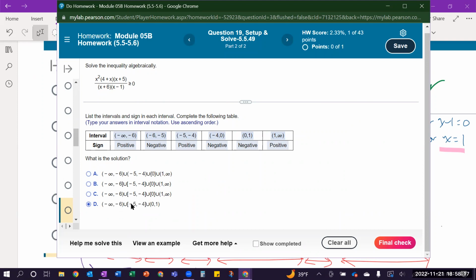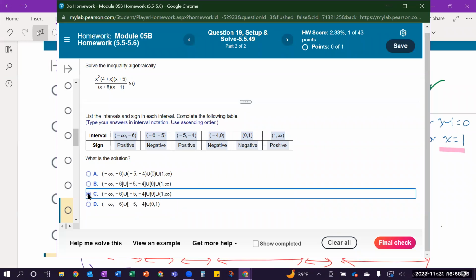So it would be not answer B because that has a bracket around -6. So A, and it's not A because it has parentheses around the -5 and the -4. So I think we're down to C, but I'm just going to double check it all. So I've got the parentheses around the -6 that I wanted. I've got the -5 and the -4 with a bracket. But yes, I have to have from 1 to infinity, not 0 to 1. I misread that in part D.